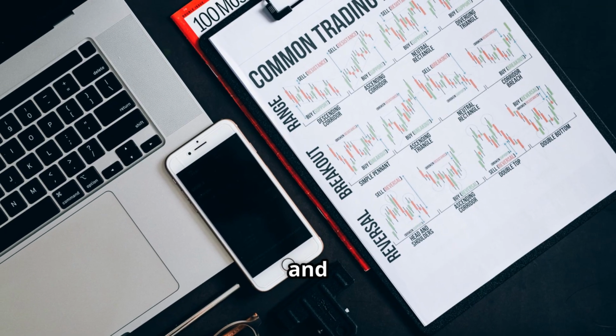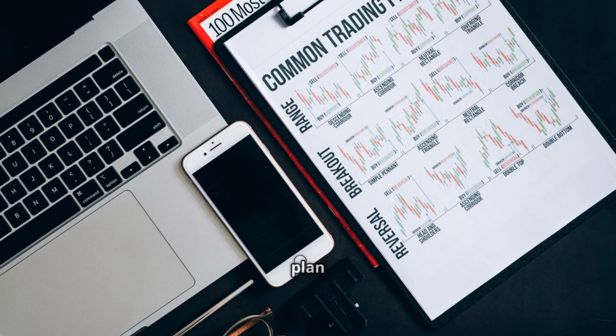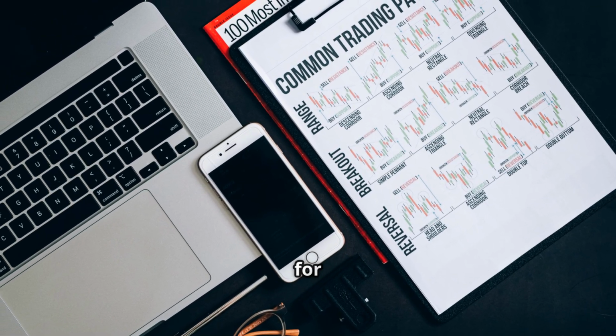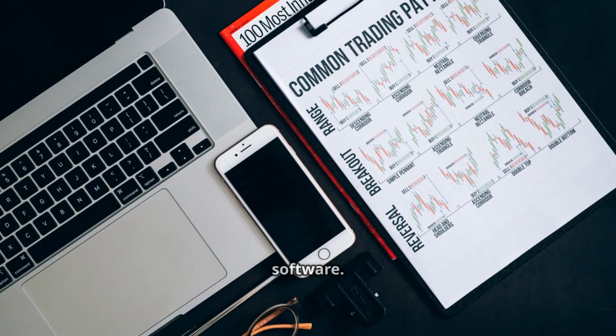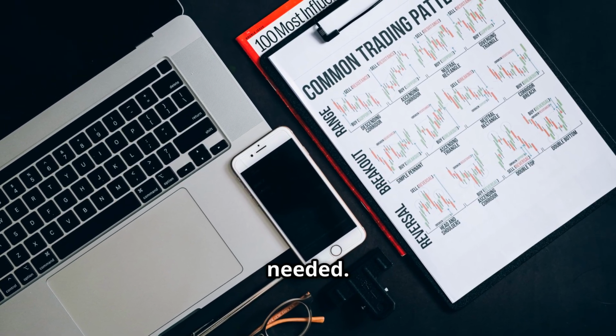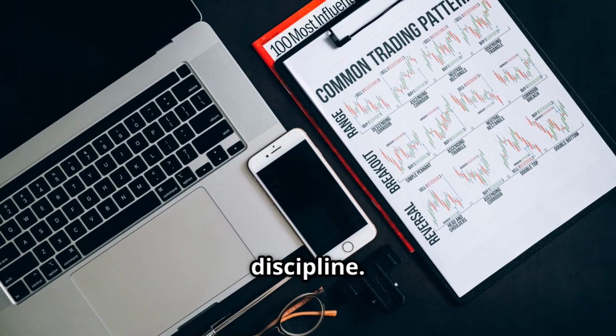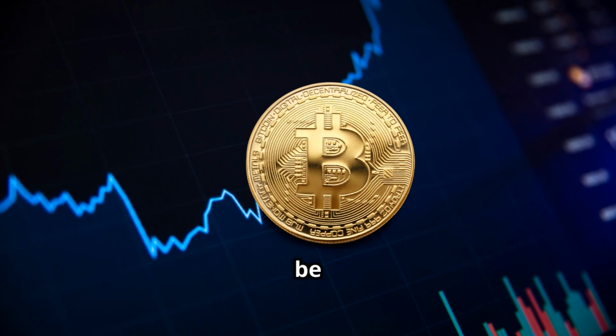This gives you a framework and a checklist before risking $1. It's a business plan for your trading, and you can set this up for free on TradingView. No expensive software, no PhD needed. Just learn the rules and follow them with discipline. Let's get into the tools you will be using.